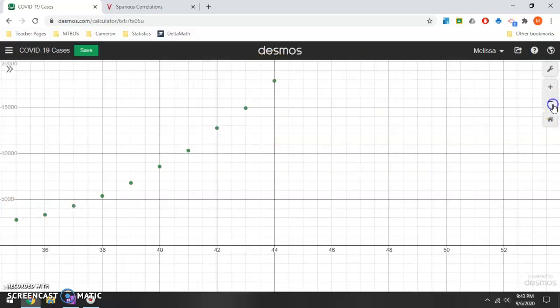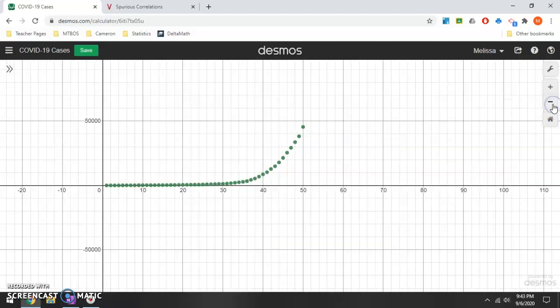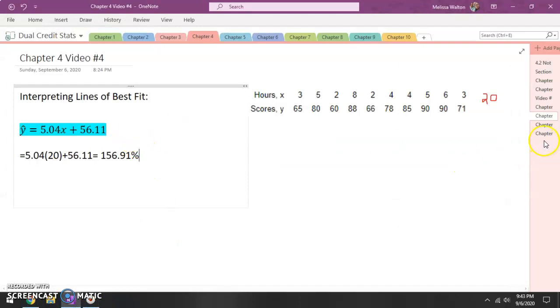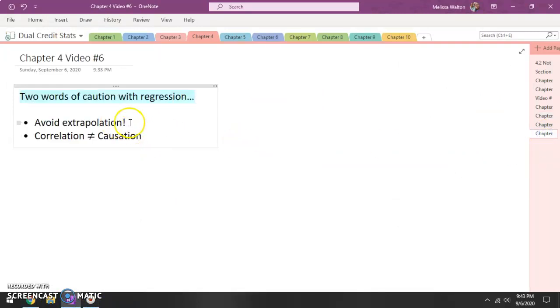But if you've been paying attention to the news, this is not linear. So even though if you zoom in close enough, it does look like a straight line, it could only be used for those values. Overall, it does not look like a straight line. All right, so that is your first warning. First warning is avoid extrapolation. Only look at reasonable domains and reasonable values for inputs.